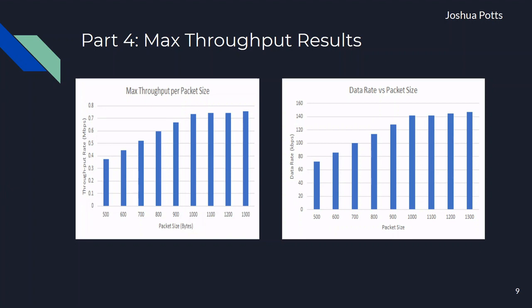The display on the right also shows the packet size from 500 to 1,300 in bytes with the data rate that corresponds to each size in kilobits per second. So as our packet size increased, we were able to increase the data rate at which we sent these packets, which also allowed for our max throughput rate to increase.